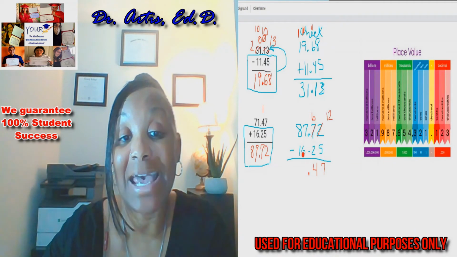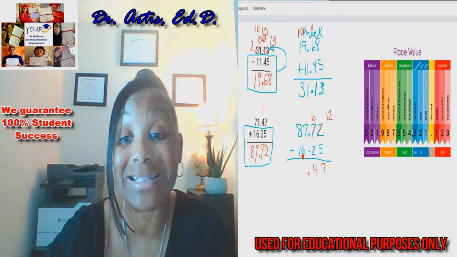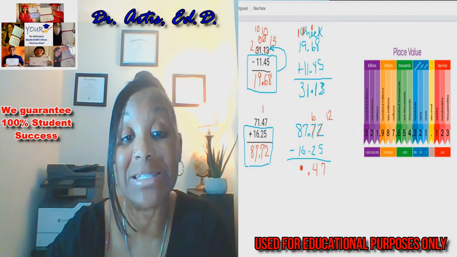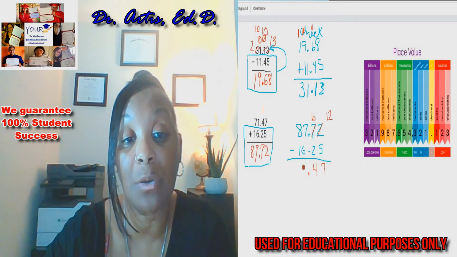7 can take away 6, so we do not need to borrow because 7 is a greater number than 6, so we can just simply subtract. And when we subtract 6 from 7, we get 1. So we're going to put 1 here.